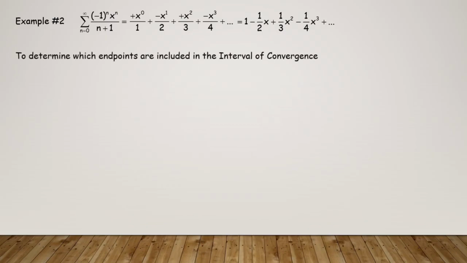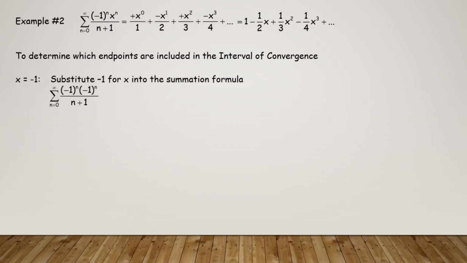So let's determine which endpoints will be included or not included in the interval of convergence by again starting with negative 1, the left endpoint. If we plug it into the formula, your numerator now goes negative 1 to the n times negative 1 to the n. Now if I were to simplify that, I would actually be getting 1 to the n, as we know, equals 1.